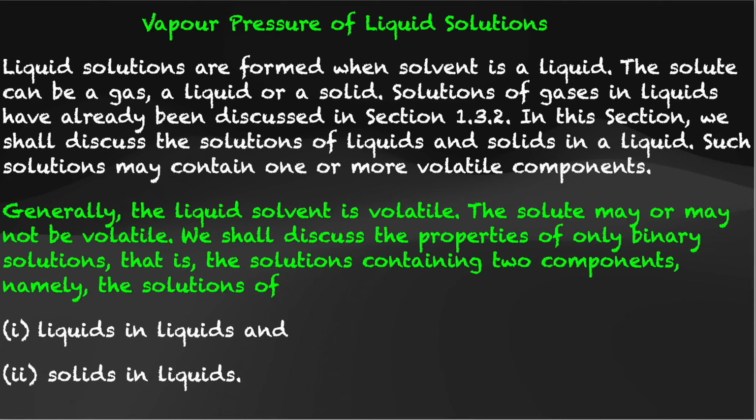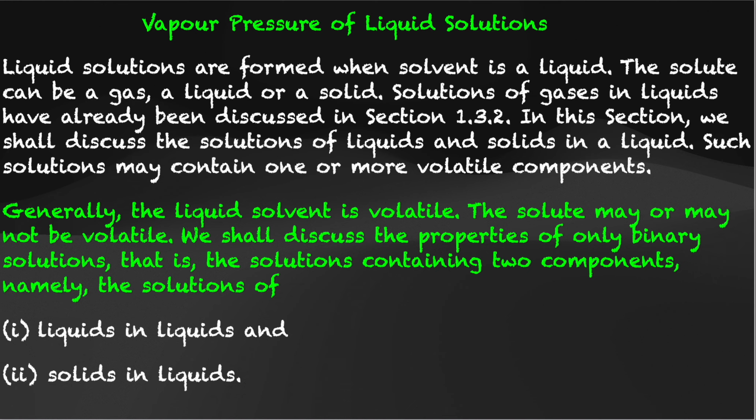Now, vapor pressure of liquid solutions. Liquid solutions are formed when the solvent is a liquid. Obvious baat hai. The solute can be a gas, a liquid or a solid. Solutions of gases and liquids have already been discussed in section 1.3.2. In this section, we shall discuss the solutions of liquids and solids in a liquid.